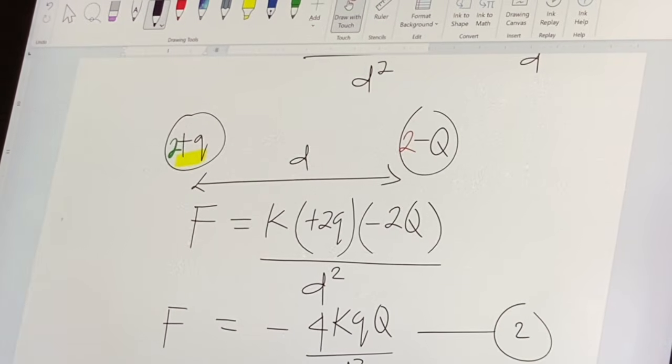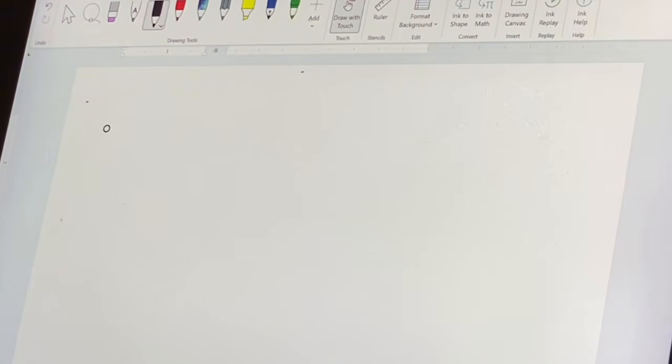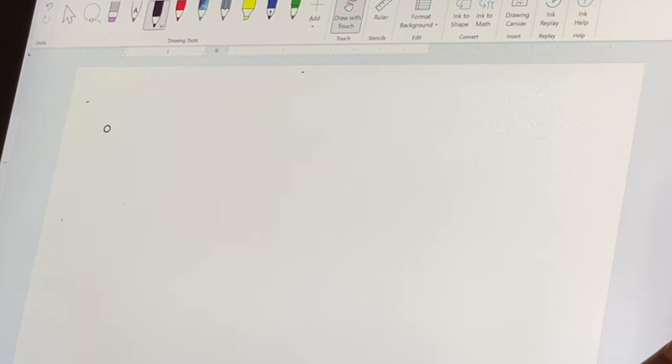So the first statement gave us equation 1, and the second statement gave us equation 2. But we are not asked to find two forces. We are asked to find a single force from the options. Now let's combine equation 1 and equation 2 to get a single force. We substitute equation 1 into equation 2.